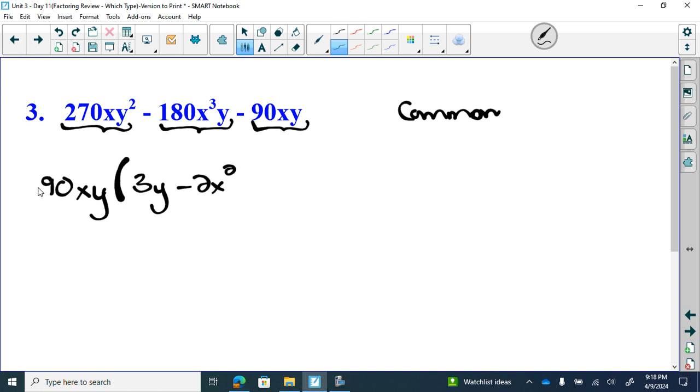Third term. Negative 90 divided by positive 90 is negative 1. Don't have to write the negative 1. X divided by x would be a 1. Y divided by y would be a 1. So I do have to fill in 1. I don't have to write 1 times 1 times 1, but I do have to put 1. And again, you can see if you multiplied this by this, like if you followed 90xy times y, 3y, you'd get the 270xy squared. 90xy times negative 2x squared would give you the negative 180x cubed y. And 90xy times negative 1 would give you the negative 90xy.